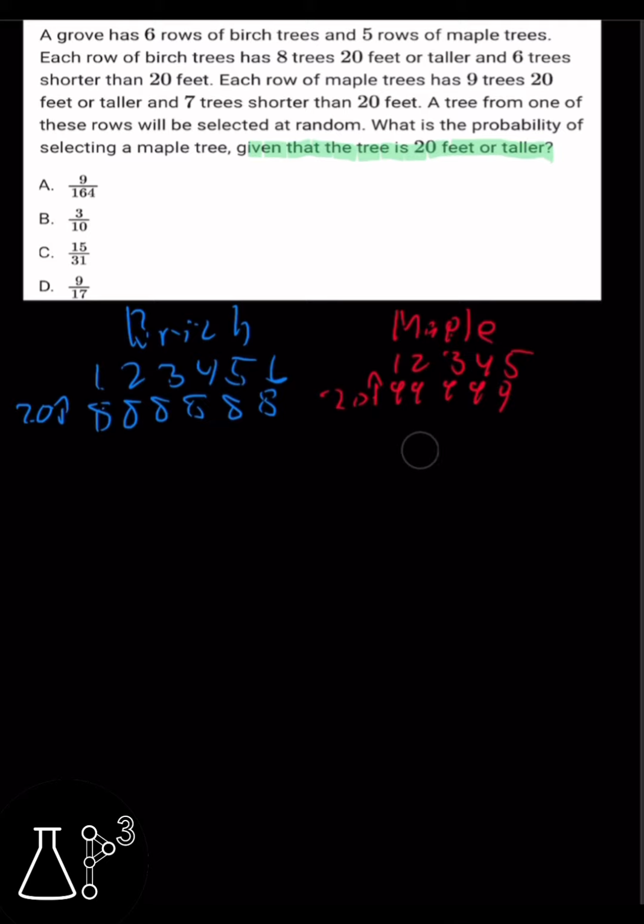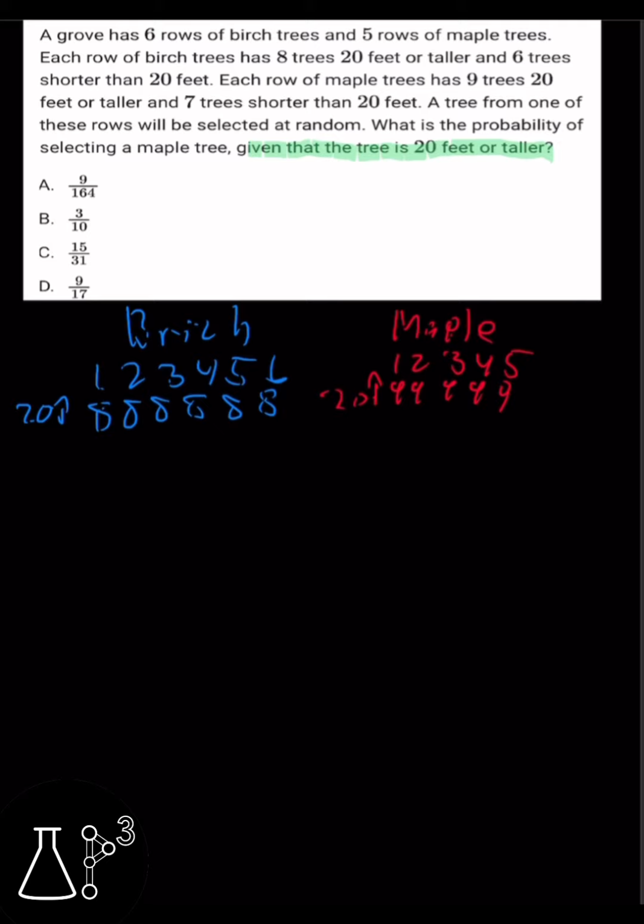So in the bridge trees, it's going to be the trees that are 8 per row, and in the maple trees, 9 per row. So to look for the probability of a maple tree that's 20 feet or taller, we want to combine all the trees, the total trees that are 20 feet or taller, and then divide the number of maple trees that are 20 feet or taller by that total to look for the probability.